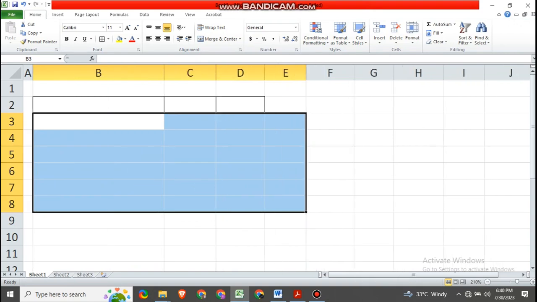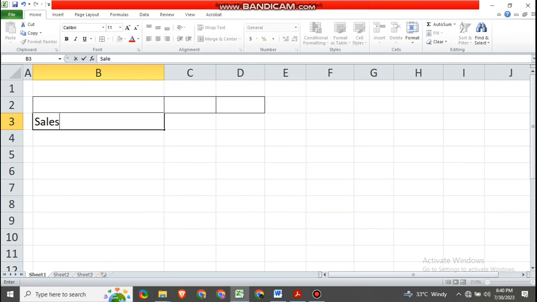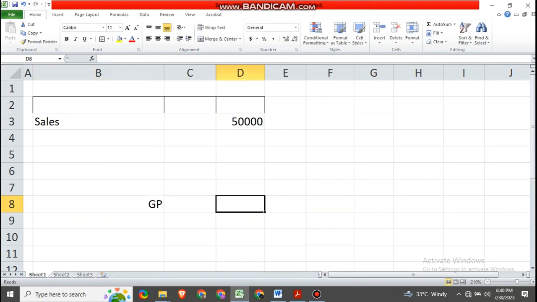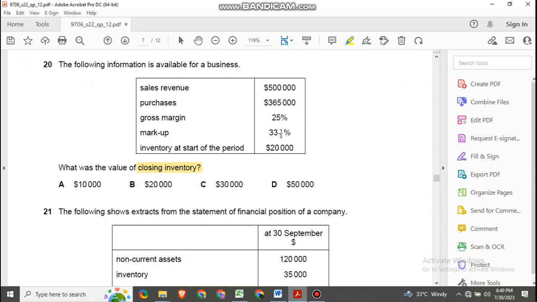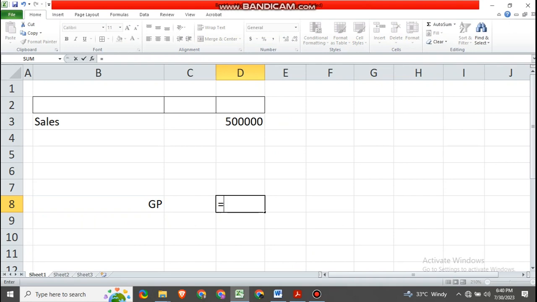So if you have sales given, which is 500,000, then your gross profit, your GP, would be calculated using the gross profit margin. Gross profit margin is 25% here. So we calculate 25% of this, and your gross profit is 125,000. Now if the gross profit is 125,000, then the cost of sales is sales minus gross profit, which is 375,000.